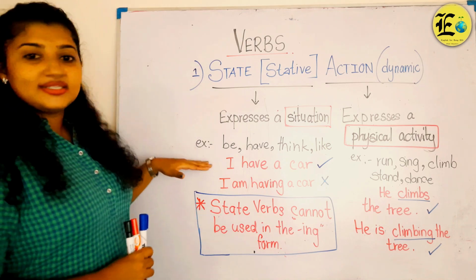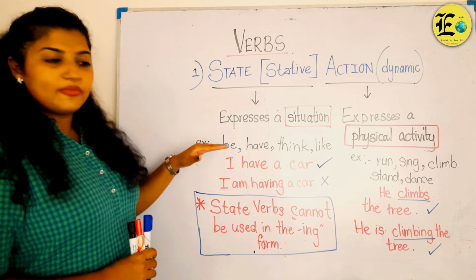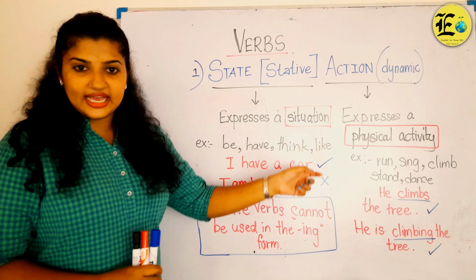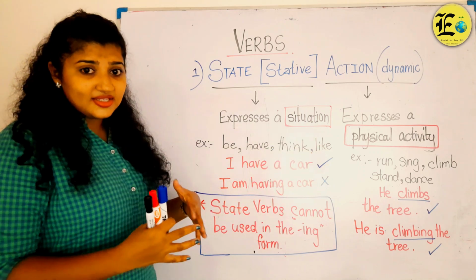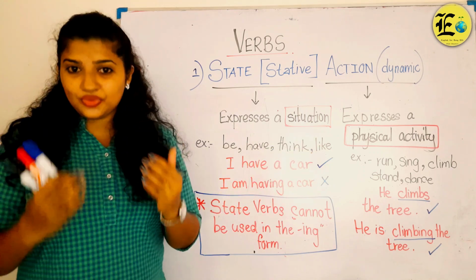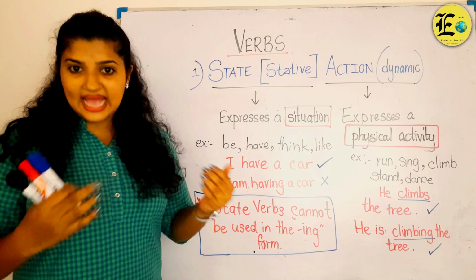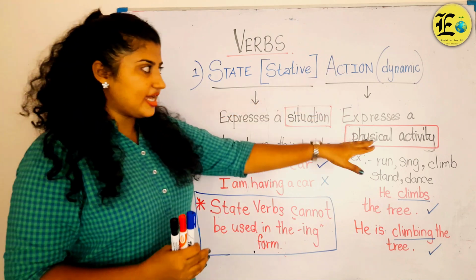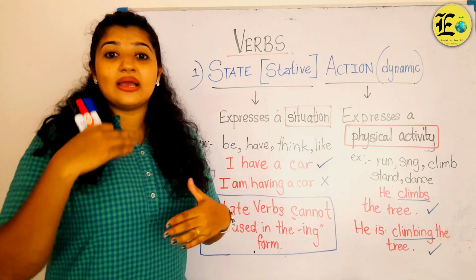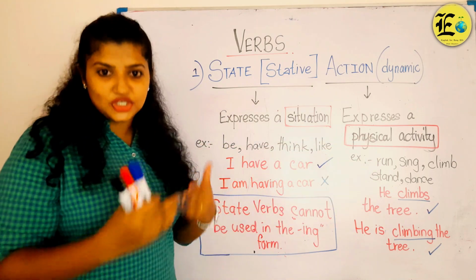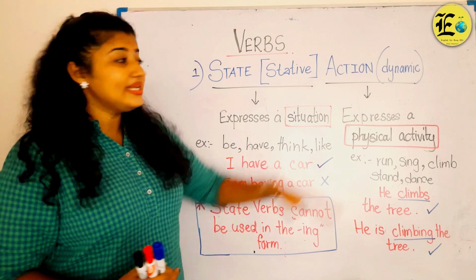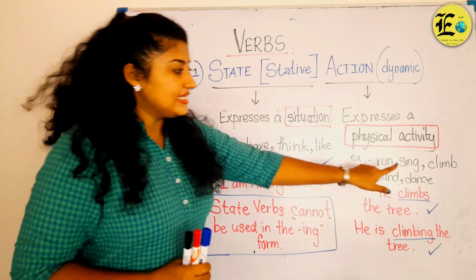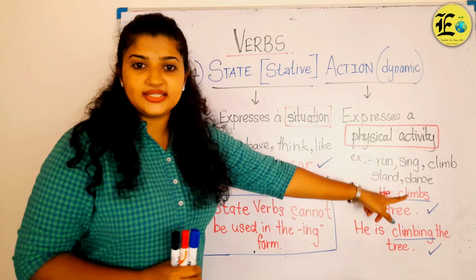Now, if you look at the examples here, you can see we have examples like be, have, think, and like. They are the things which express a situation. You cannot show them by action, but they are situations. Whereas an action or a dynamic verb means you can physically create an action and show those verbs. That's why you call it an action verb. Well, look at the examples: run, sing, climb, stand and dance.